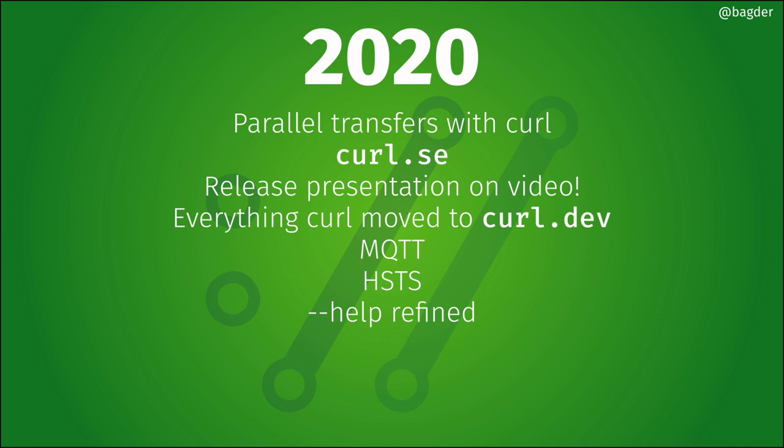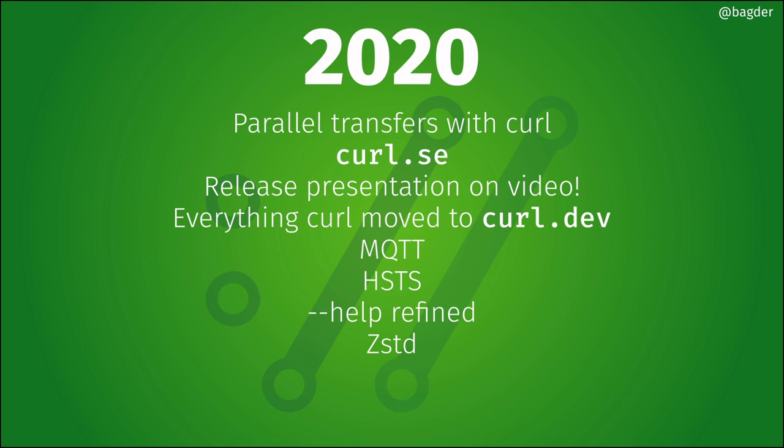We refined or redesigned the --help option in 2020 because it got a little out of hand, right? By this time we had 220, 230 command line options, and having them all just show there as a wall of text scared users away. So we fixed it, and it's much better now. With categories, you can do --help in a category.